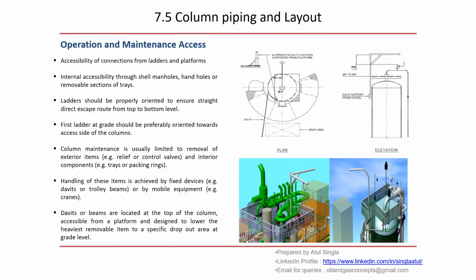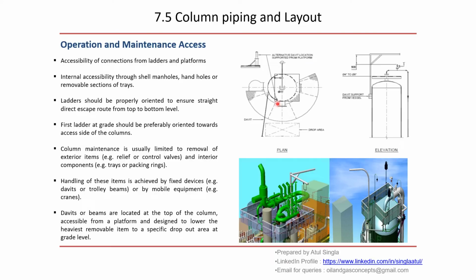Here we have captured a few points which we need to take care of for operation and maintenance access. Accessibility of connection from ladder and platforms, which we have already discussed. We provide ladders and platforms to provide access to valves, instruments and internals. So this is the basic requirement. Internal accessibility through shell, manhole, handholds or removable section of the tray.